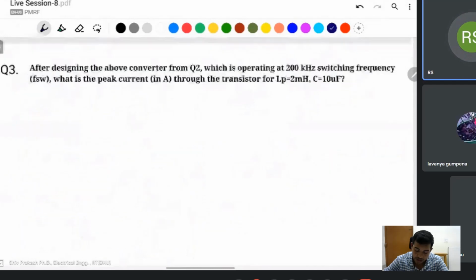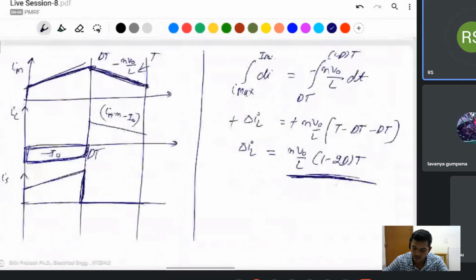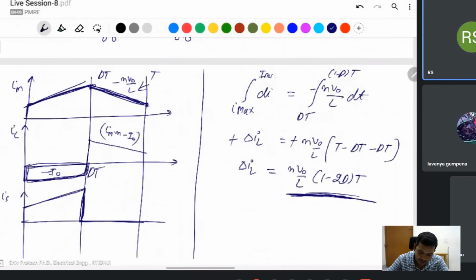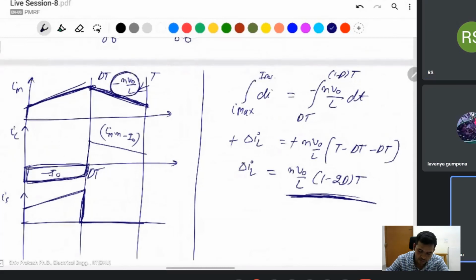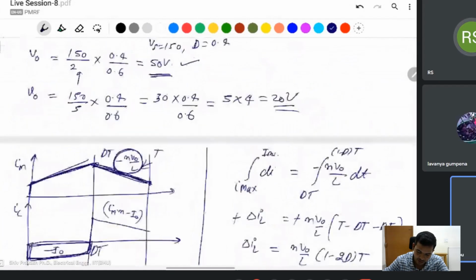Sir, how did we get this n V naught? Can you please explain, sir? On the negative side, when IM is decreasing, you have written the slope as minus n V naught by L. How did we get this minus n V naught? Please explain. I take the voltage applied to the magnetizing winding VM in this condition as minus of V naught by L, minus of n V naught by L. That's why I've taken this.